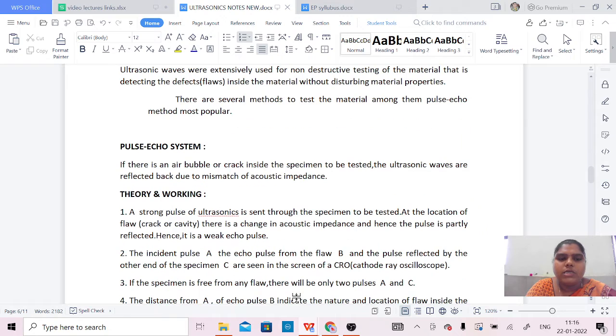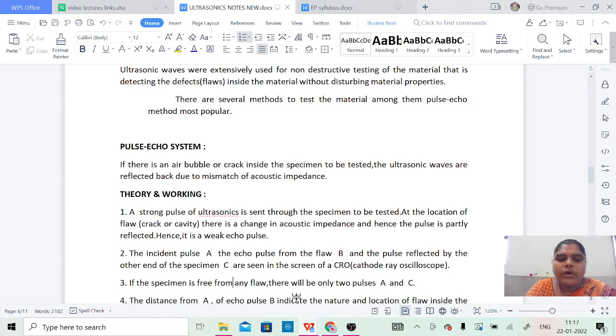Okay, let us see what is the pulse echo system, what is the theory behind it and how it will work. If there is an air bubble or a crack inside the specimen to be tested, the ultrasonic waves are reflected back due to the mismatch of acoustical impedance. Okay, so whenever we take a specimen, if there is an air bubble or a crack inside that material, the ultrasonic waves are reflected back due to the mismatch of acoustical impedance. So that is the recognition that there is a flaw, a defect inside a material.